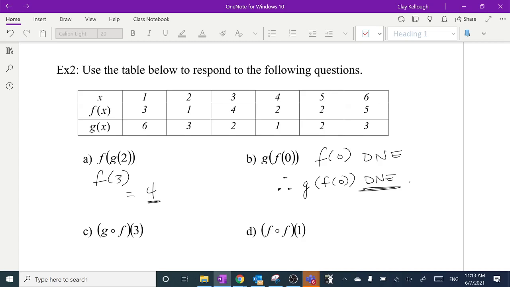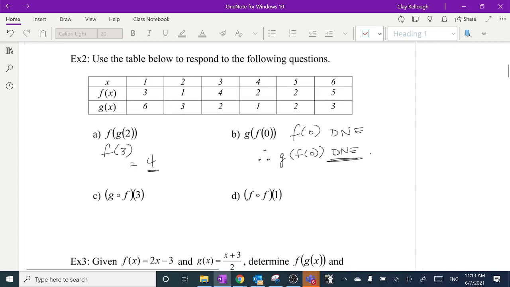Okay, getting back to the ones that have solutions. Look at C. Let me make this a little smaller here. There we go. Look at C. Remember, this is a fancy way of writing g of f of 3. So work from the inside out. What is f of 3? Well, 3, when I put it into the f function, spits out a 4. So I'm looking for g of 4. 4, when I put it into the g function, gives me a 1.